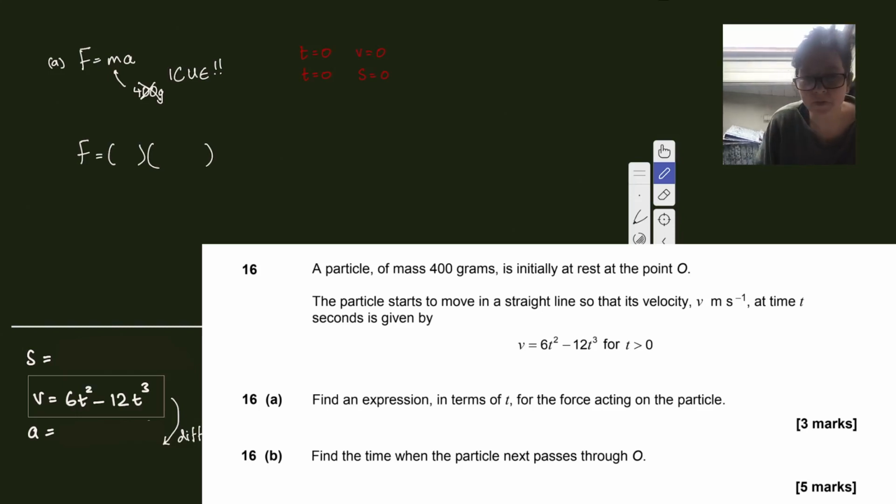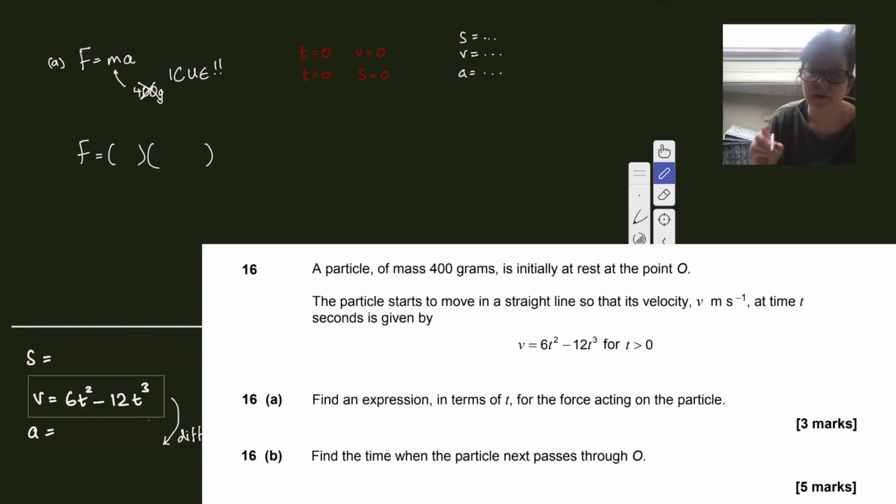Part B, find the time when the particle, find the time. So we're going to be solving either V equals something to find the time, or solving S equals something to find the time, or solving A equals something to find the time. And there might be a question inside a question, so let's see.